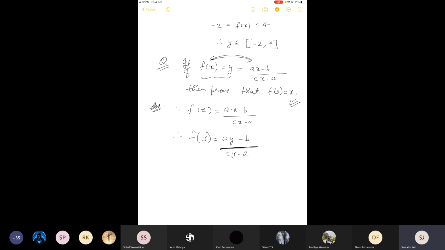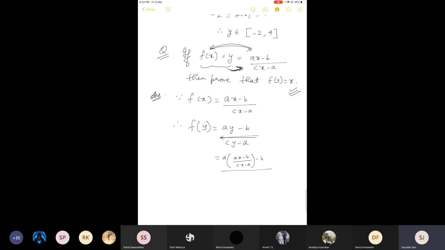So what we will do, we'll go back to the question and we'll see that y is related to x by the help of this relation. Now in place of y, we are going to put (ax minus b) upon (cx minus a). Wherever you see this term y, you replace it by the given relation between y and x. Now you just simplify it and you'll get the answer.